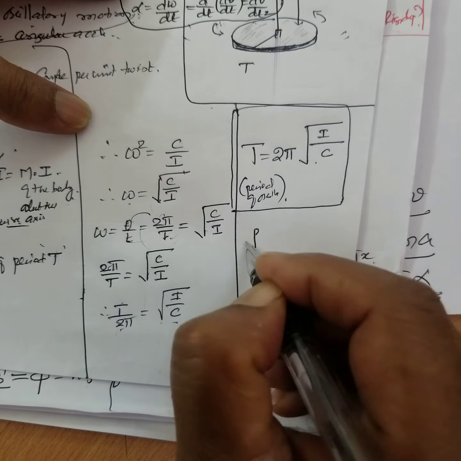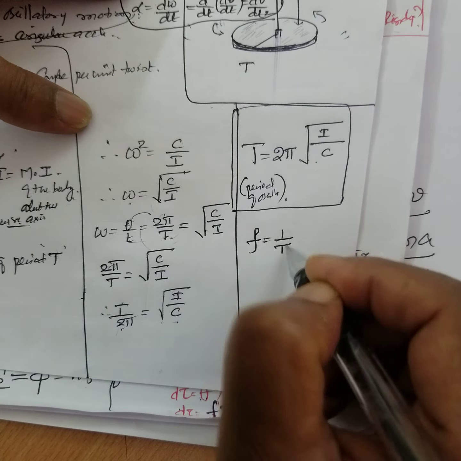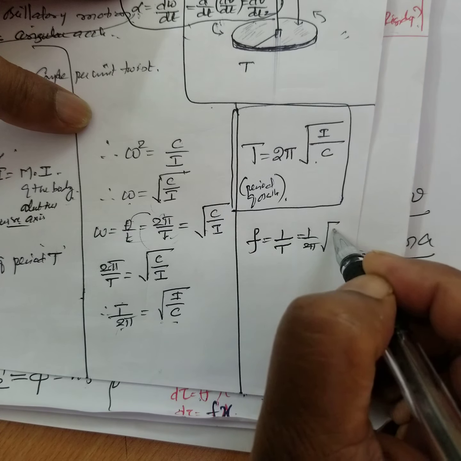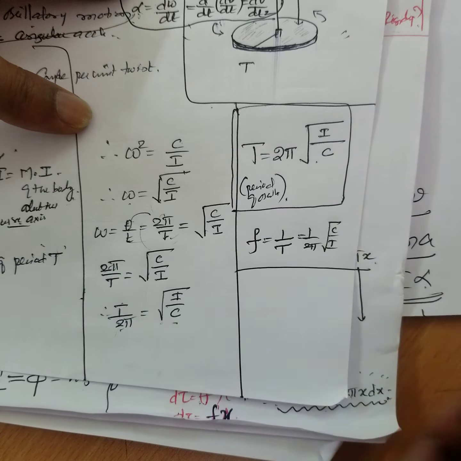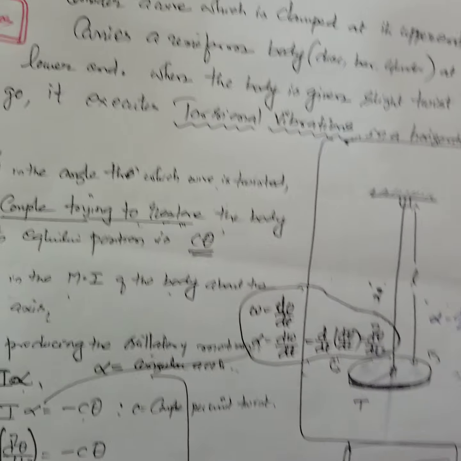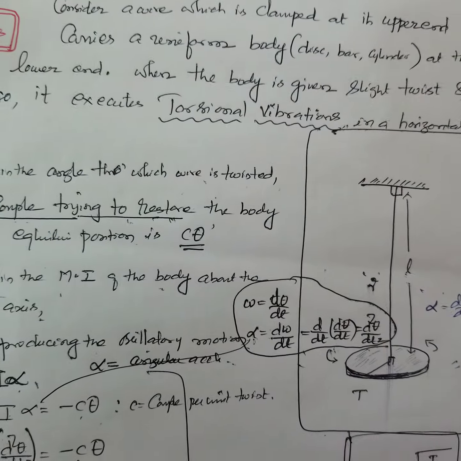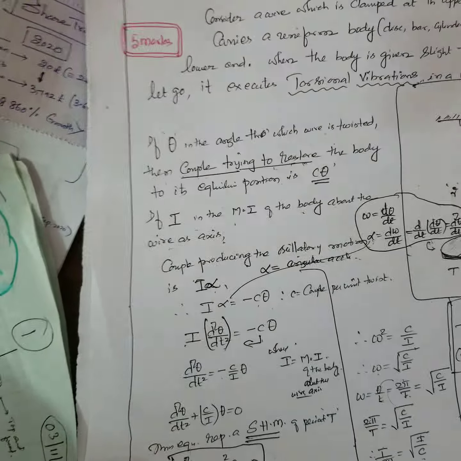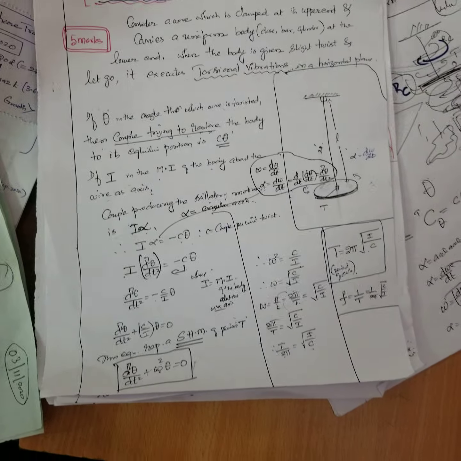Or if you want, frequency is equal to 1 by T, you can also calculate. This is 1 by 2 pi square root of c by I. All these things you can calculate. Therefore, these notes I have already sent for you. Got it? If you want, you can take the screenshot of this.